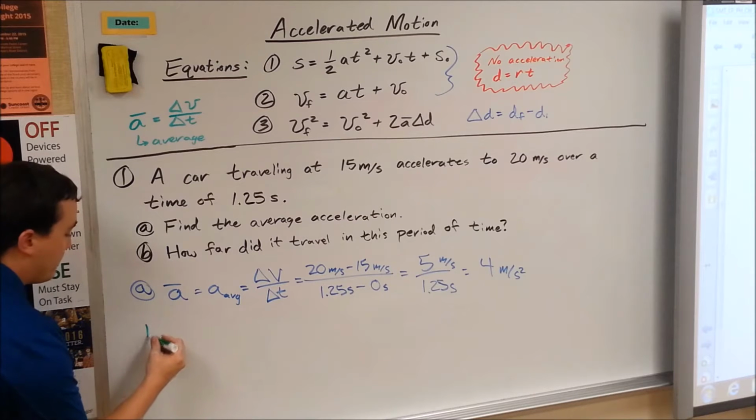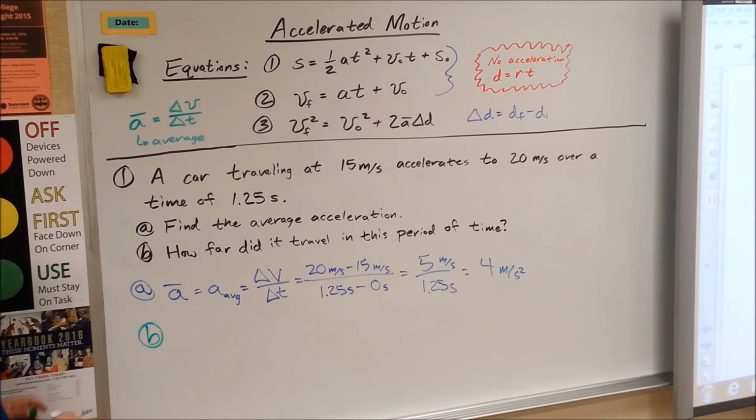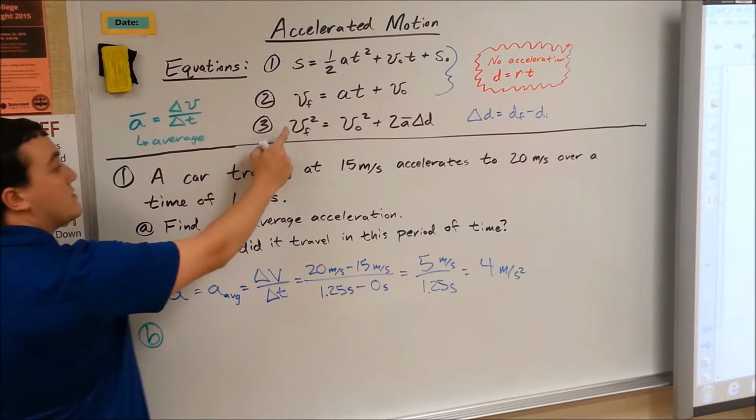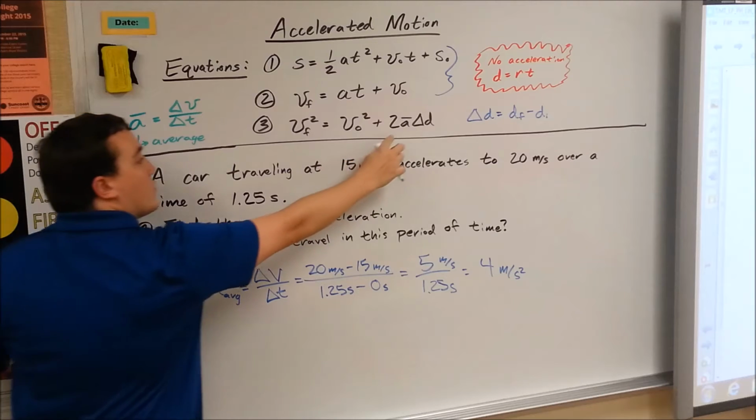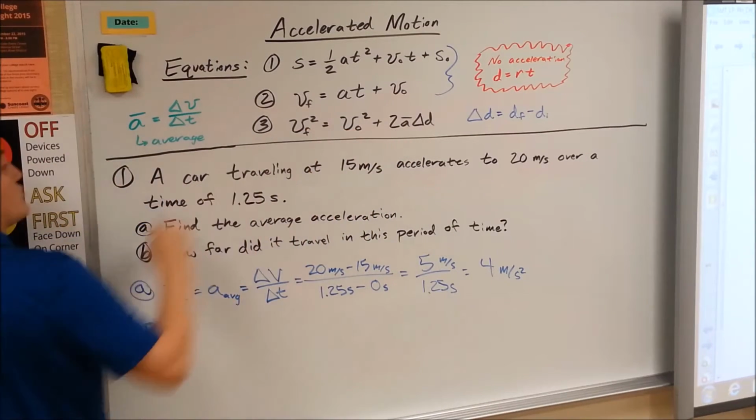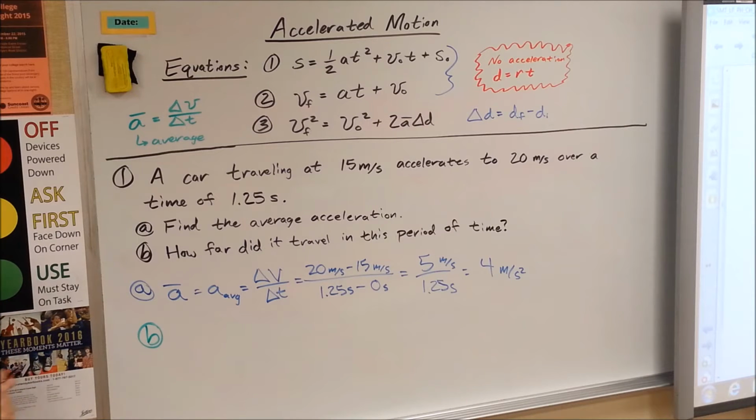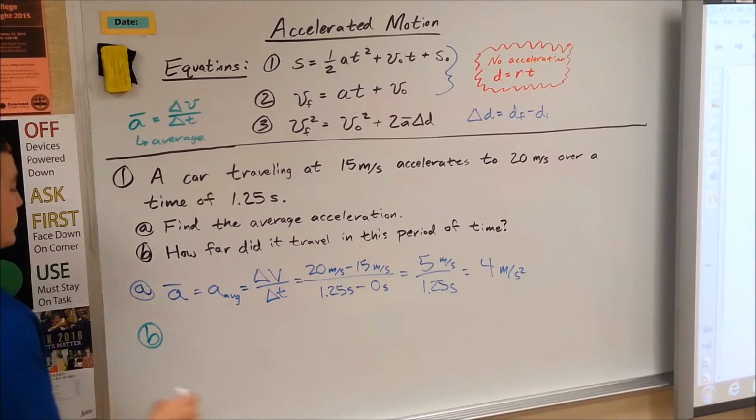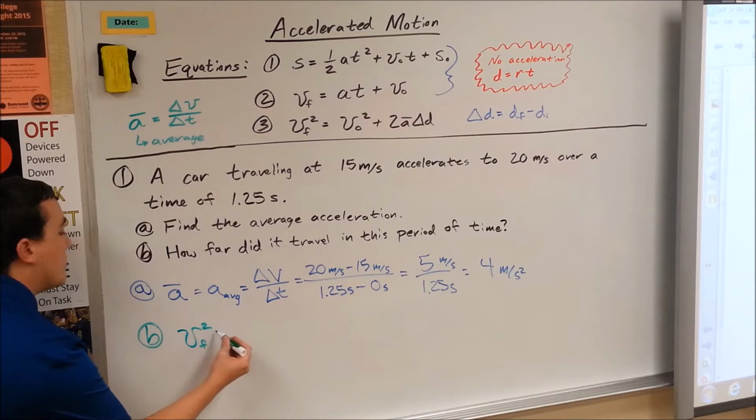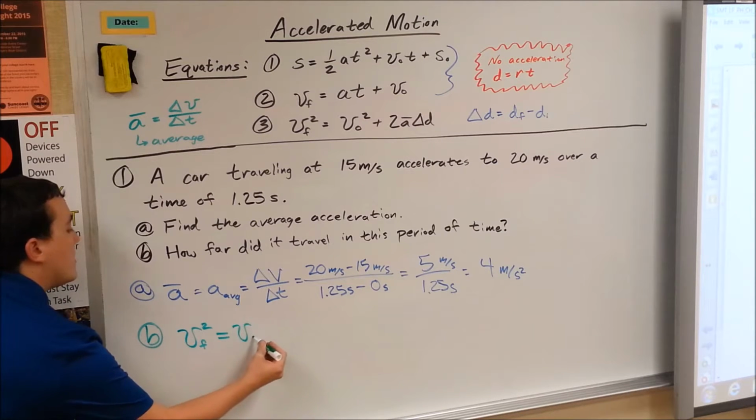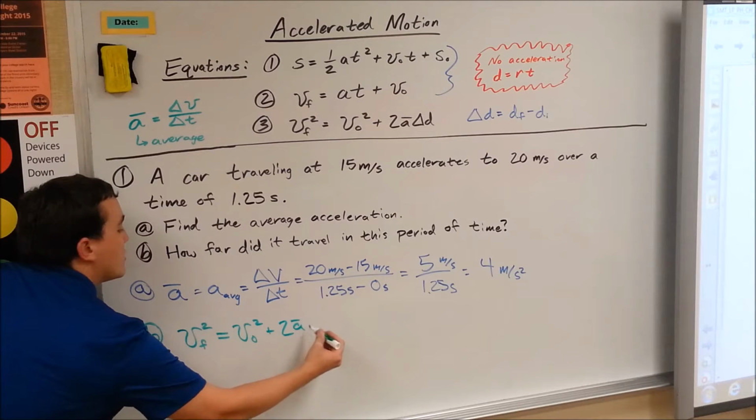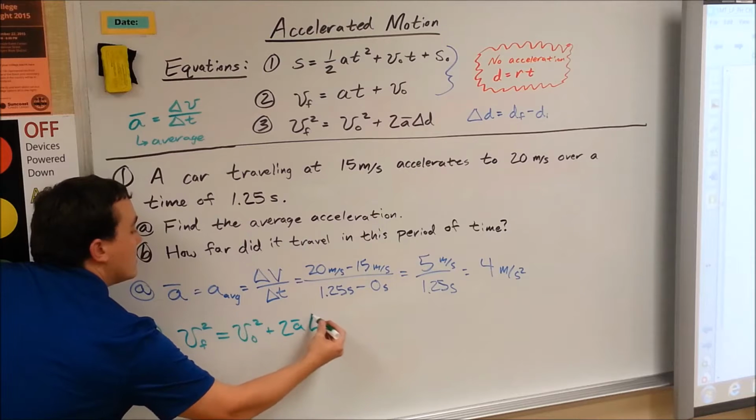Alright, so for part B, we're finding how far did it travel in this period of time. So what we can use is this equation. Whenever we're given or we find an average acceleration, this is the equation we're probably going to be using. Or if we're not given a time, we can also use that equation, which was final velocity squared equals initial velocity squared plus 2 average acceleration delta d.